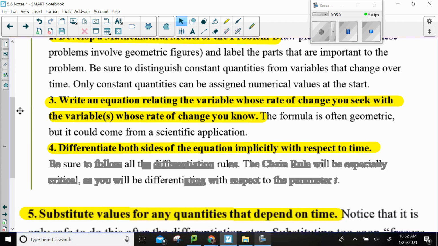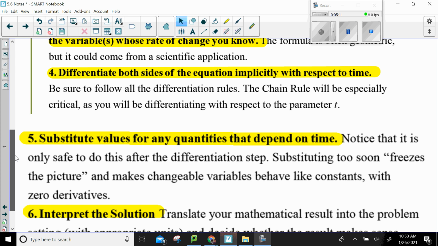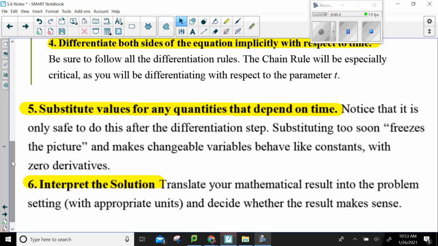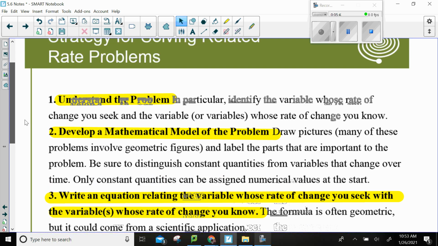Write an equation relating the variable whose rate of change you seek with the variables whose rates of change you know. Differentiate both sides of the equation implicitly with respect to time, which we've already done. Substitute values for any quantities that depend on time. Note it is only safe to do this after the differentiation step. Substituting too soon freezes the picture, so it won't let it change if you substitute a constant value in there. And finally, interpret the solution. If you needed any of these, pause it and go back.